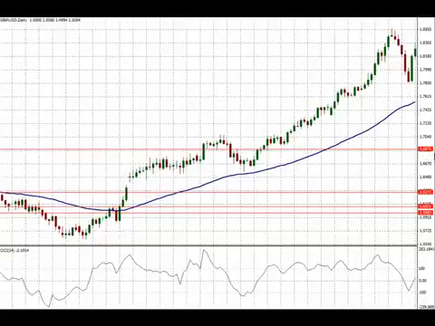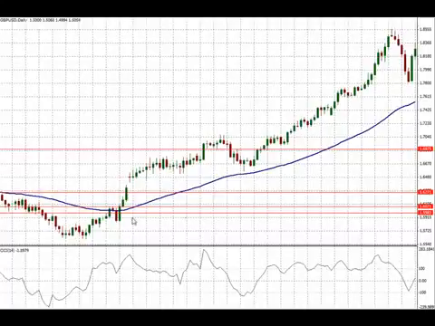So that's about an 804 pip profit on the second lot, plus the 200 pip profit on our first lot. So 1,004 pips profit on the total trade. A nice profitable trade and an excellent example of a long trade. Let's take a look at one more example.